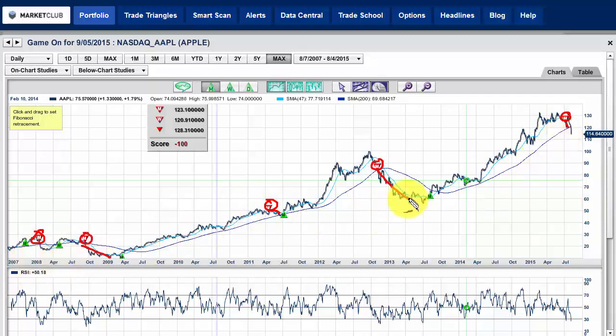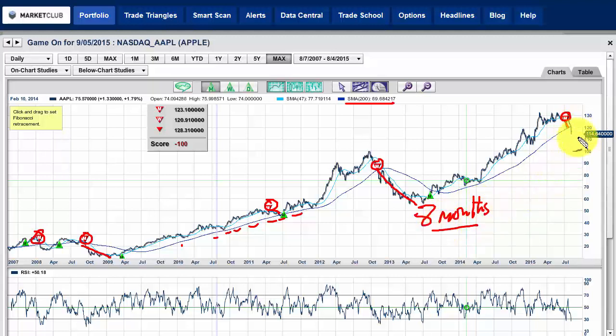And the other thing that's interesting to me is that this blue line you see here is a 200-day moving average. You can see, I think this is the one right there, and you can easily put this on your own charts using Market Club. Every time Apple has gone down below the 200-day moving average, it takes quite a while to get back up and over. It took quite a while here, and it took quite a while here. It took about 8 months, as a matter of fact, for Apple to make new highs.